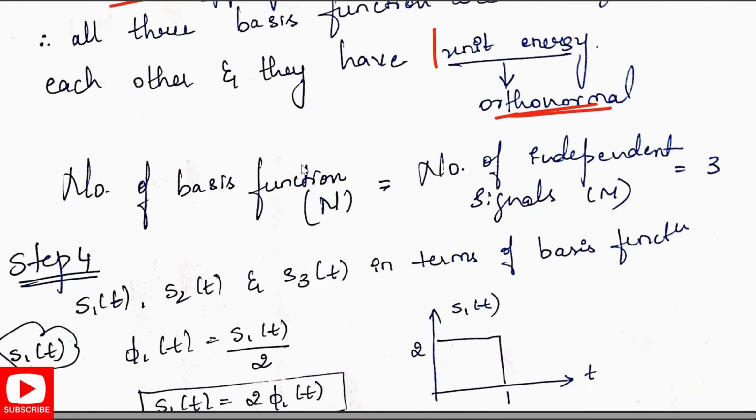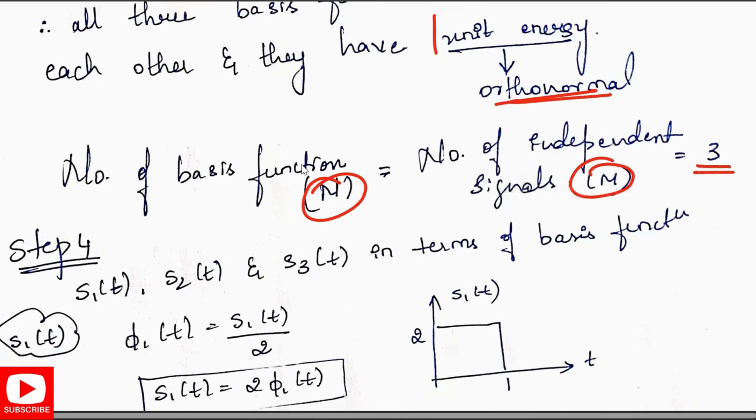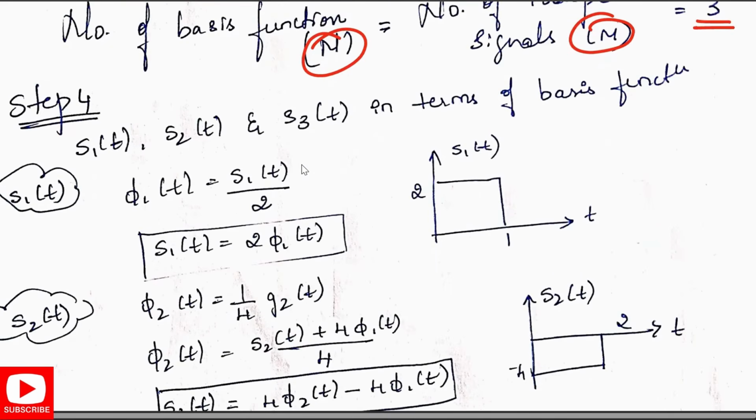Next, as I said before, n is nothing but the number of basis functions that we need to find out, and the number of independent signals is given as m. Both are here. These are s and these are phi. Step 4 is you need to write them in terms of the basis functions. So how do you write S1 of t? We know phi 1 of t is S1 of t by 2 that we had got earlier. First multiply it here. So you get S1 of t as 2 times phi 1 of t.